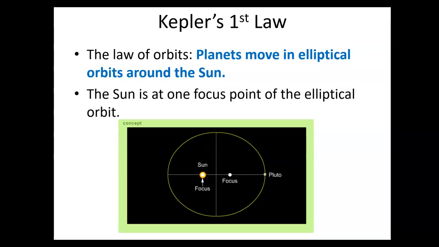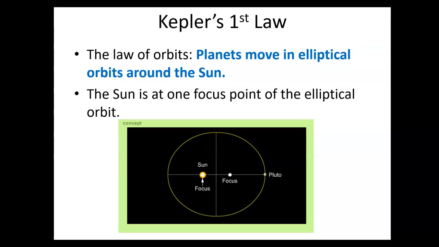He did not really understand yet the reasons that planets move in this fashion. But he took data from Tycho Brahe and was able to derive correct physics equations, basically, to explain the motion of the planets. So his first law, found in the 1600s, is that planets move in elliptical orbits around the sun. And he determined that the sun is at one of the focus points of that elliptical orbit.